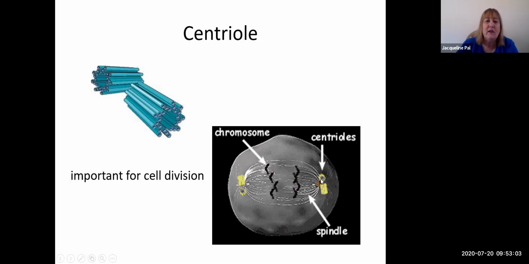And these centrioles are going to be sending out microfilaments, which are going to be attaching to the chromosomes during the processes of mitosis and meiosis when cells are dividing, forming that spindle. So super important for cell division. We'll be talking about them again when we talk about the reproductive system. So until then, we're not going to be mentioning them.